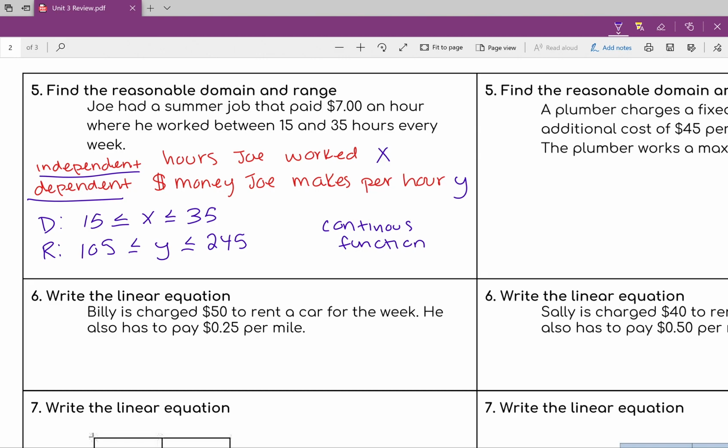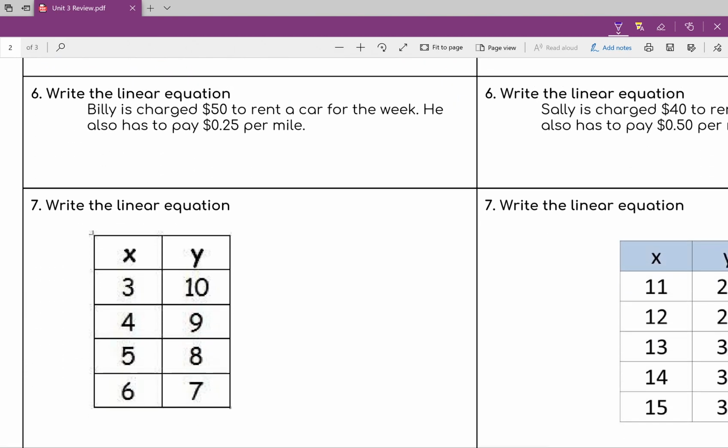Number 6 says write the linear equation. Billy is charged $50 to rent a car for the week. He also has to pay 25 cents per mile. So he's charged $50. That means no matter what, he has to pay $50, even if he drives 0 miles or if he drives 1,000 miles. And then every mile he drives, he has to pay a quarter.